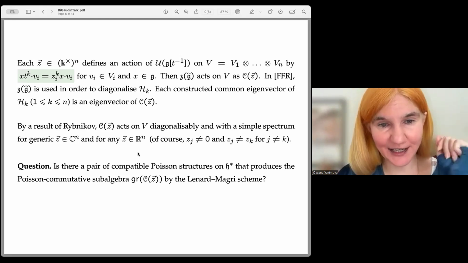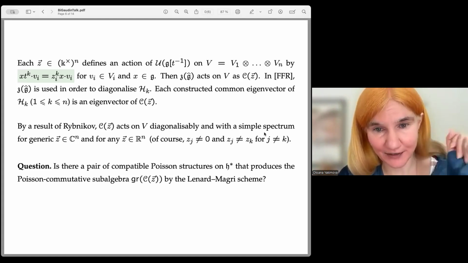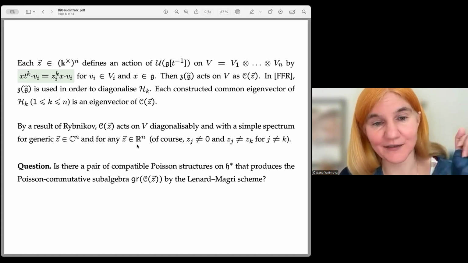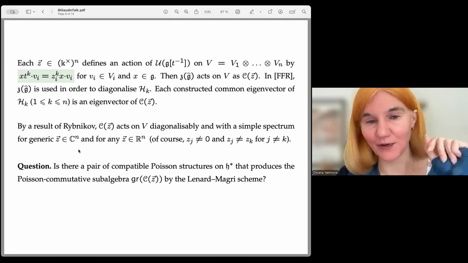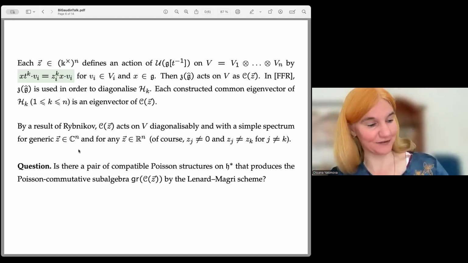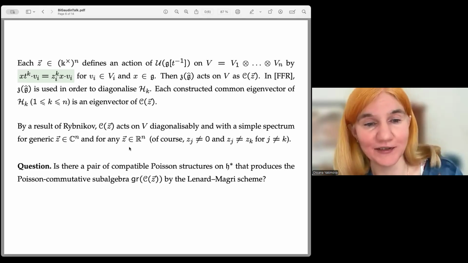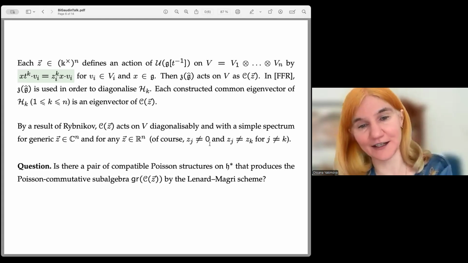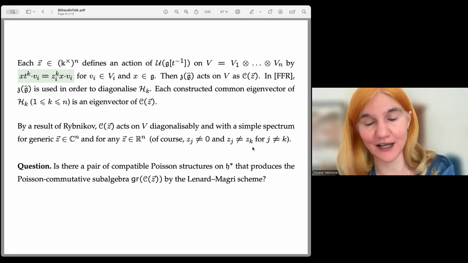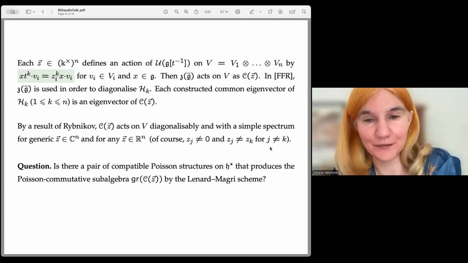And actually it acts diagonalizably and with a simple spectrum for each element from Rn. So for Cn, we have just some open subset, which is difficult to define. It's an existence theorem, but for real numbers, it's actually for any of them. Of course, the assumptions have to stay: all coordinates are non-zero and pairwise different.